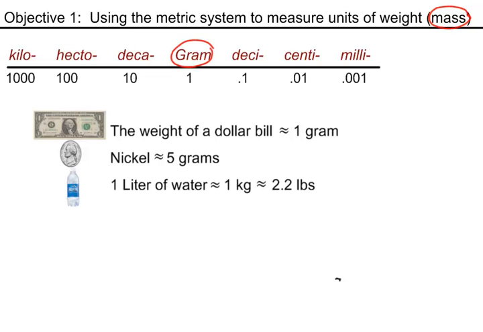So we've got kilogram, hectogram, decagram, a gram, a decigram, centigram, and a milligram. There's 1,000 milligrams in a gram, and there's 1,000 grams in a kilogram. To give you an idea of weight, a dollar bill is approximately equal to 1 gram. A nickel is approximately equal to 5 grams. And if you had a liter of water, it's equal to approximately 1 kilogram, which is approximately 2.2 pounds. So that just kind of gives you an idea of their sizes.